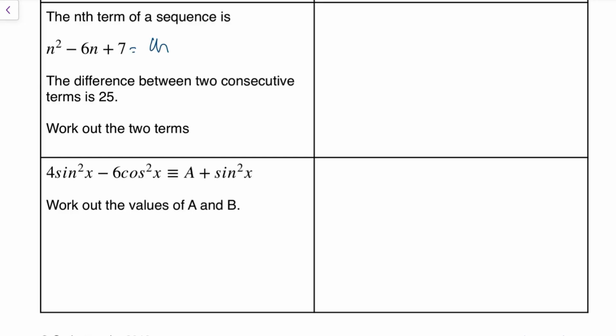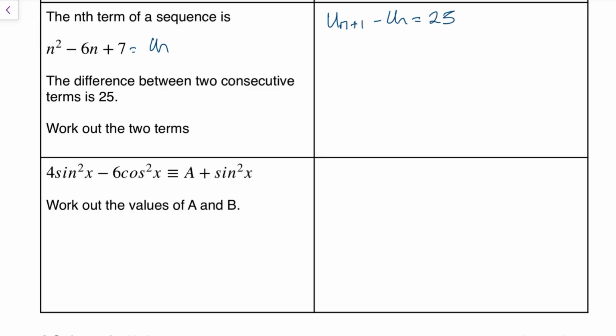because I can refer to it then. The difference between the two consecutive terms is 25. Work out. Oh, okay. This is quite a difficult question. Now, a few ways of setting this up, but what I'm going to do is I'm going to write down what the question says. So the question says that un plus 1 minus un is equal to 25.